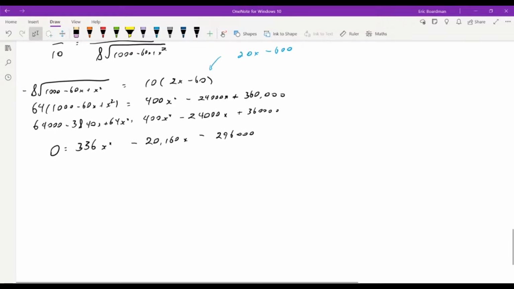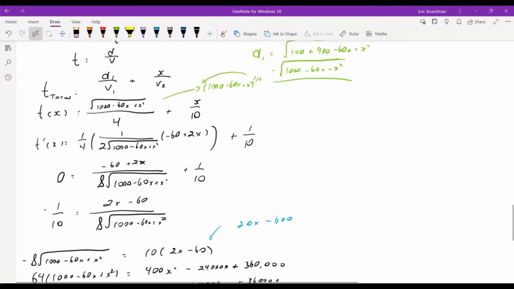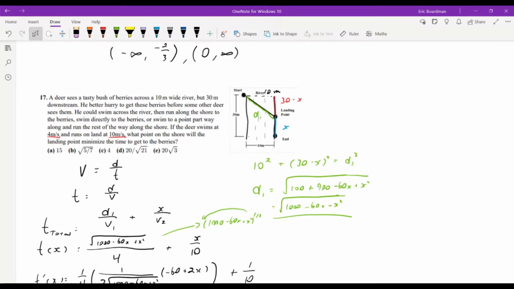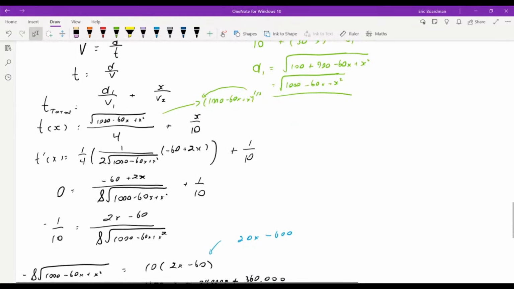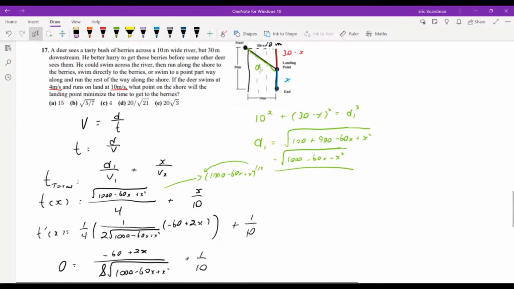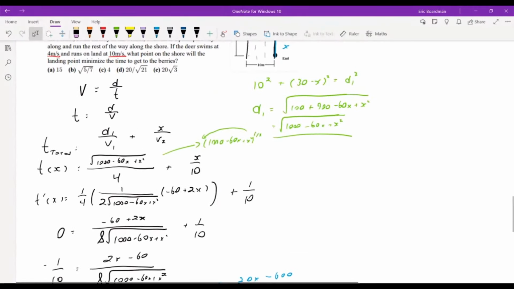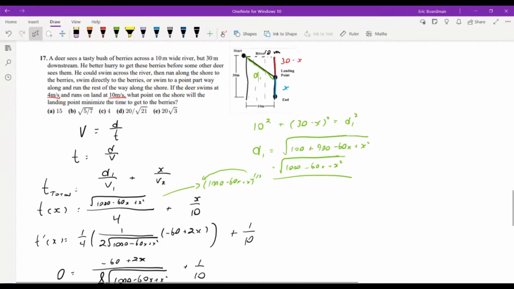So now we can solve for x. And I could reduce everything and do a whole bunch of other stuff, but I'm just going to put this into our calculator just so I don't have to worry about that. So A is 336, B is negative 20,160, and C is negative 296,000. So, I think I may have made a mistake. Because it says I'm getting 72 and negative 12. And 72 is not within the domain, and neither is negative 12.